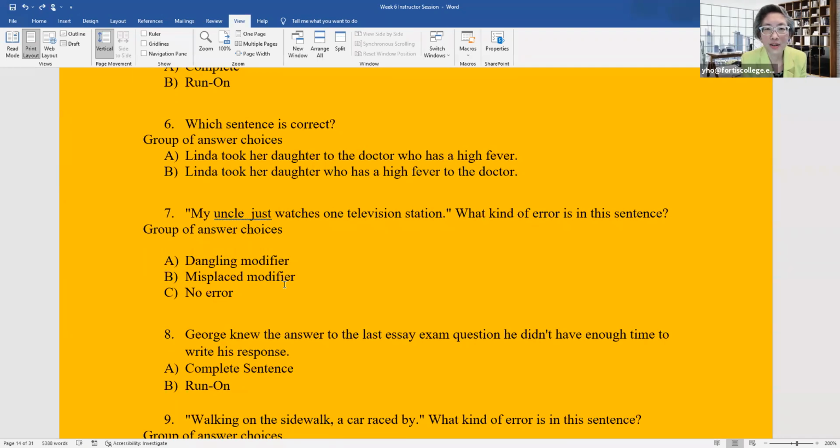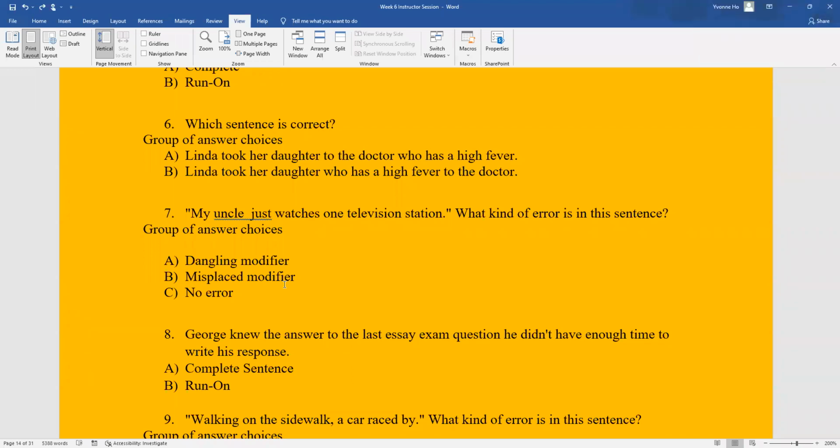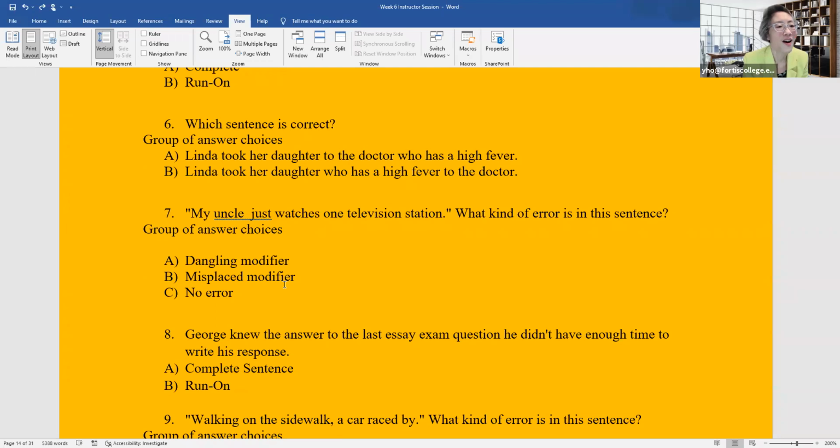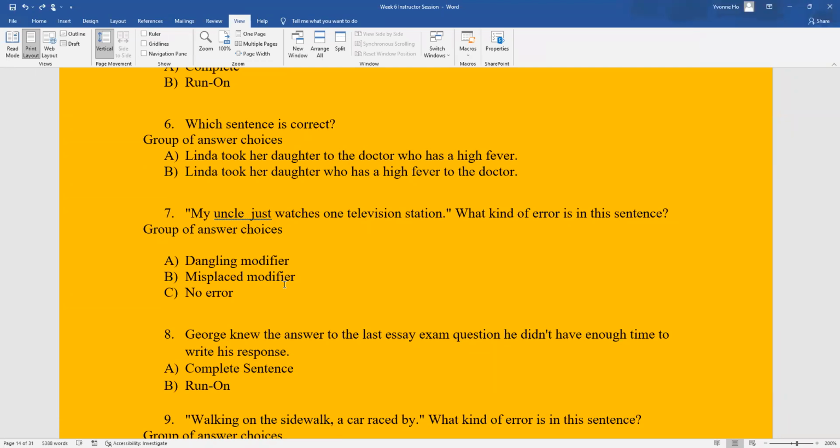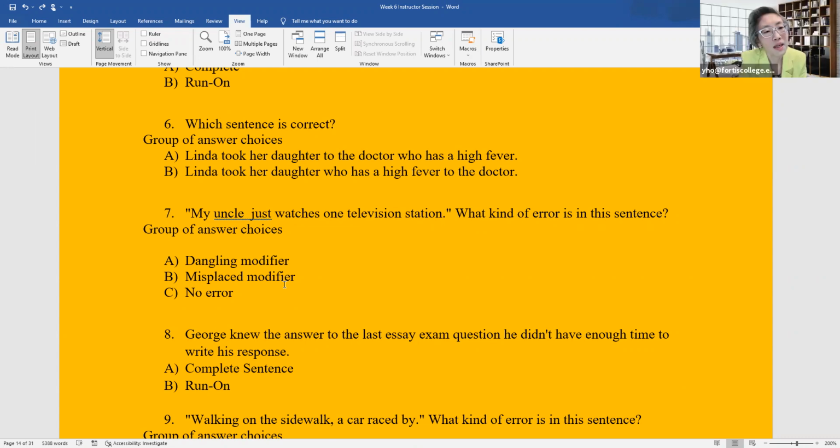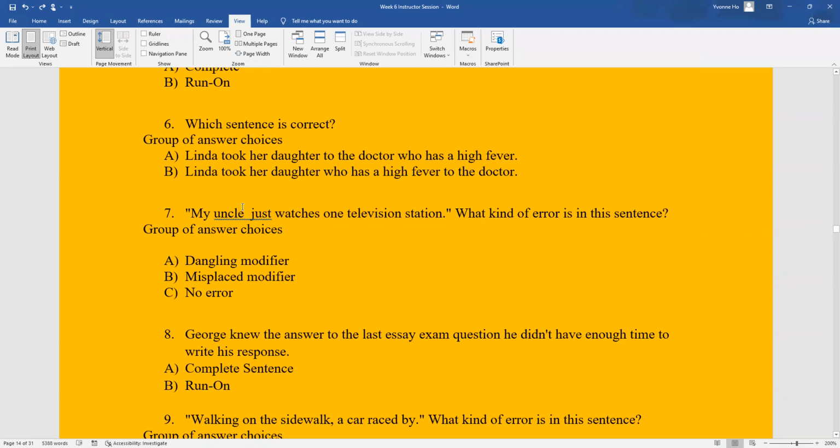Would you go to a doctor that has a high fever and could give you the flu? I have a question. Yes. Would "who has a high fever" be surrounded in commas in B? What about B? Linda took her daughter, comma, who had a high fever.